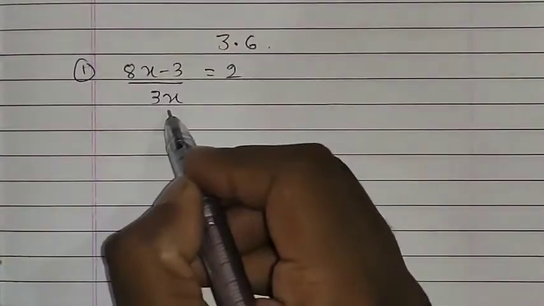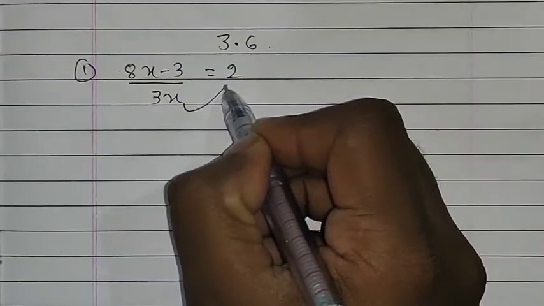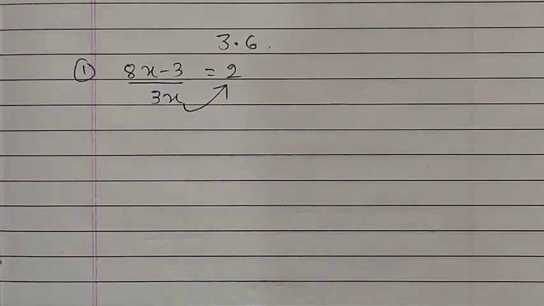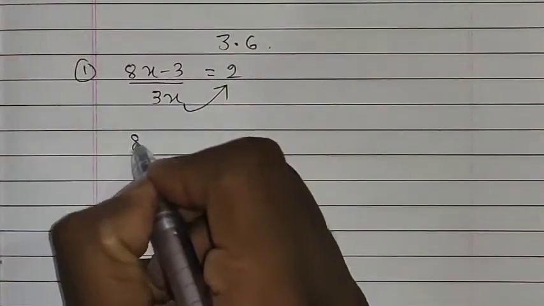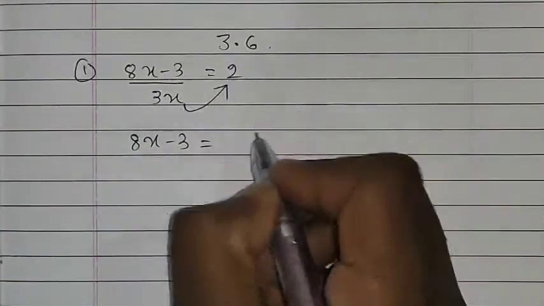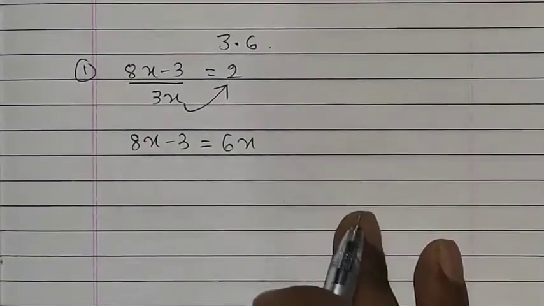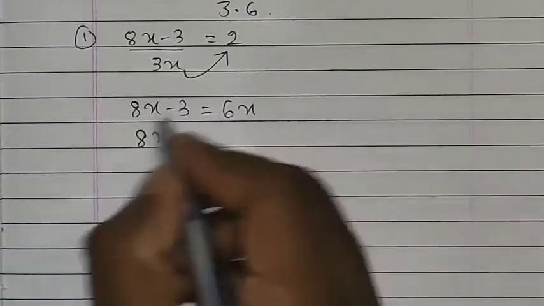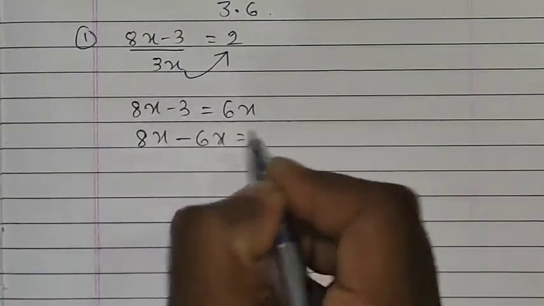Denominator 3x, I will shift to the right side, it will become multiplication. A division number will become multiplication after shifting. 8x minus 3 is equal to 3 into 6x. Let's keep variables on one side and constants on the other side. 8x as it is, 8x plus 6x, I will shift to the left side, it will become minus 6x is equal to minus 3.